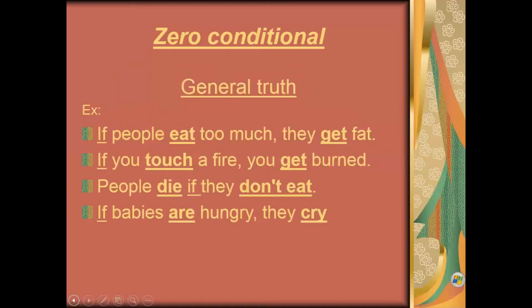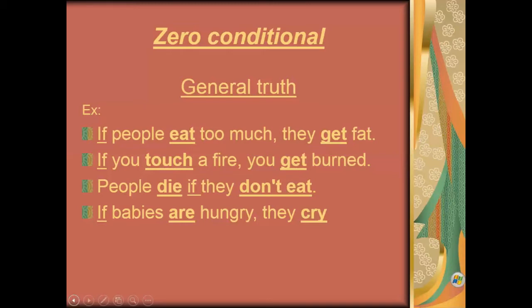So let's have some examples here. When I say, if people eat too much, they get fat. So this is present simple. People eat too much. And the result is in the present simple as well. They get fat. I can say also, people get fat if they eat too much. Okay? If you touch a fire, you get burned. This is general truth. Okay? So this is present simple. You touch a fire. And this is present simple as well. You get burned. Okay? Why is it zero conditional here? Because it's a general truth, okay?